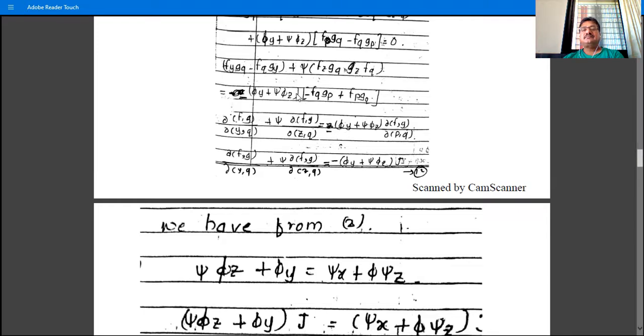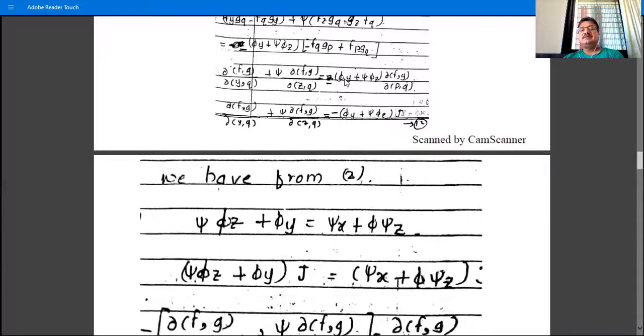this (phi y plus psi phi z) times ∂(f,g)/∂(p,q). So this minus sign stays as it is. After shifting this term to the RHS, we have minus this term, with the minus sign as it is, (phi y plus psi phi z) ∂(f,g)/∂(p,q), and this is actually minus, in brackets, (phi y plus psi phi z) into capital J. Capital J means this ∂(f,g)/∂(p,q).